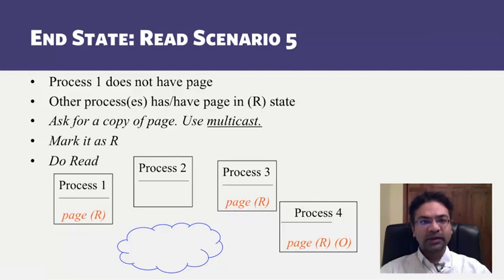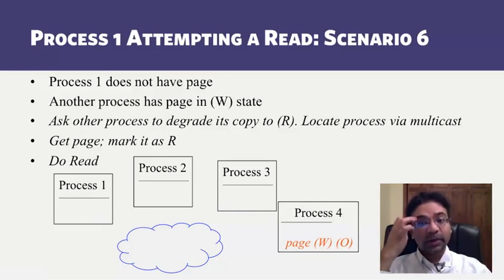Let's get to the sixth and final scenario, where process 1 is trying to read the page and there is a write copy of the page located elsewhere, in this case process 4, which is also of course the owner of that page. In this case, process 1 needs to ask the other process to degrade its copy to the read mode. It locates this process via multicast, so essentially it sends out a multicast to the group. The other process, that is the owner, responds back to the multicast saying, hey, I am the owner. So process 1 fetches the page, marks it as R, and does a read. And in the meantime, process 4 also degrades its copy from a W to an R.